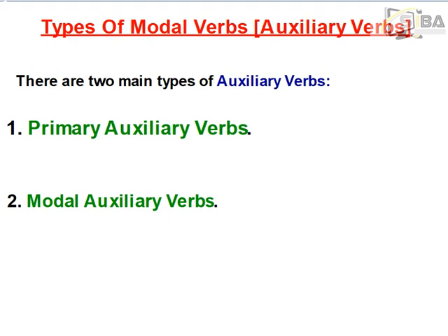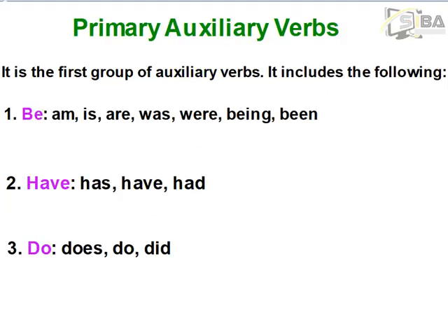Now we have two main types of auxiliary verbs. The first one is primary auxiliary verbs, and the second one is modal auxiliary verbs. Now let's see the meaning of the first one. The first, primary auxiliary verbs, is the first group of auxiliary verbs.